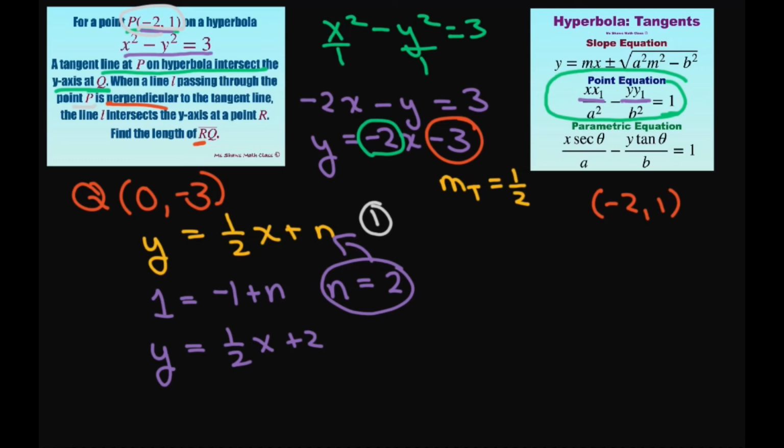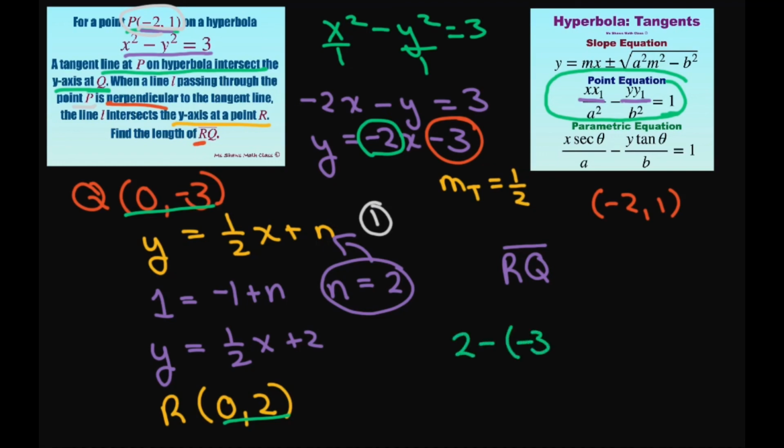That means my R is going to intersect the y-axis as well. So that's going to be (0, 2). And we're trying to find the length of RQ. So all you're going to do is look at these lengths here. We're going to take 2 minus -3, and that gives you 5. So our line segment is going to equal 5.